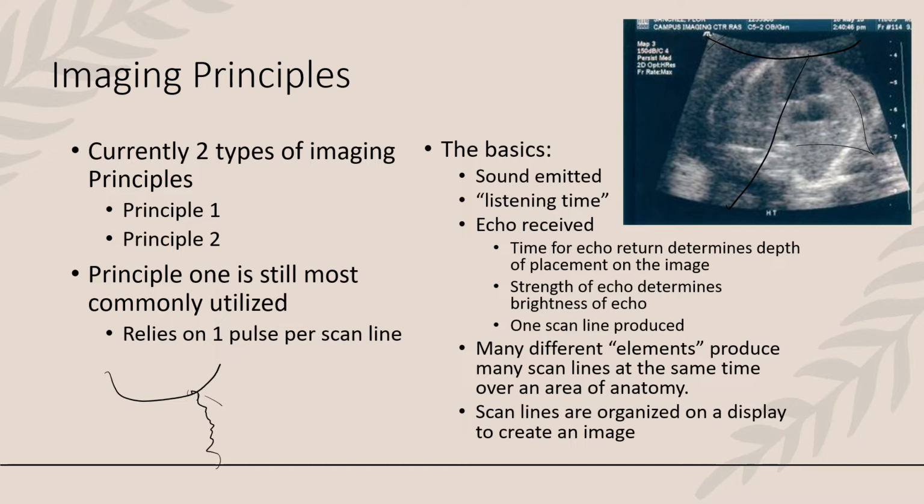So the basics of principle 1 is that sound is emitted by each element on the transducer as a pulse. When that pulse comes out, it's emitted into the tissue, and then that transducer goes into listening time. That listening time will allow for the echoes back from that sound wave to be received. When those echoes coming back from that scan line are received, their strength of echo is going to determine the brightness, and the time in which that sound wave was gone before returning is going to determine the depth. So that is the whole idea behind our principle 1. Obviously, that's a simplified presentation, but that gets you started.